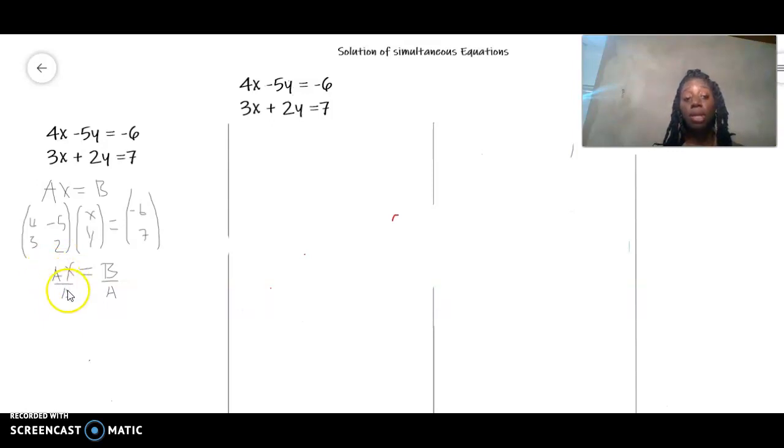Alright, so if you notice, there is a common factor in the numerator and the denominator. So I can get one set of A out of the numerator and the denominator. So at this point, I'm left with X is equal to B over A. Alright, please note that this can also be written as X is equal to 1 over A times B.